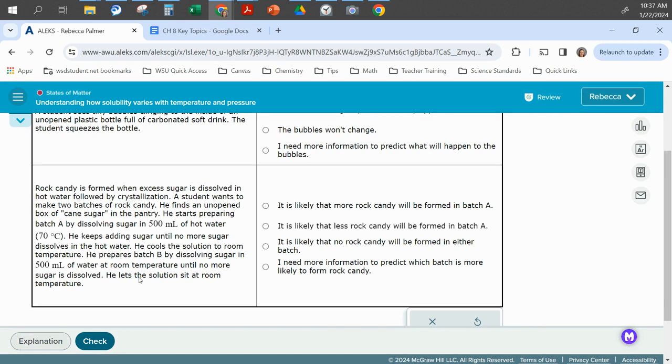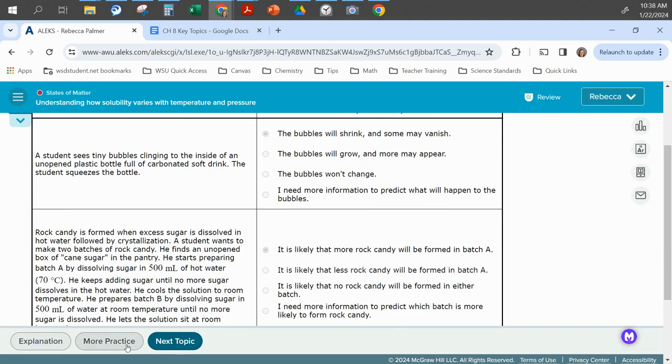So we have batch A, he's heated batch A. He hasn't heated batch B. Which one will be able to dissolve more solid? Batch A. Batch A will have more dissolved than batch B because if we heat up a liquid, it will dissolve more solid. Okay. Then it says, he lets them sit at room temperature, and what do we find? Well, we're probably going to get more candy out of the first batch because we were able to dissolve more to begin with. So more likely that rock candy will be formed in batch A. Okay. I have not seen one that says I need more information. So just kind of ignore that one and figure out from the top 3.